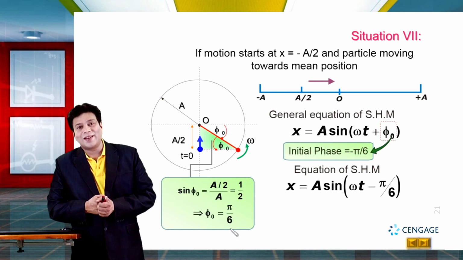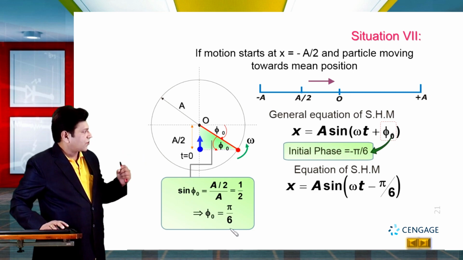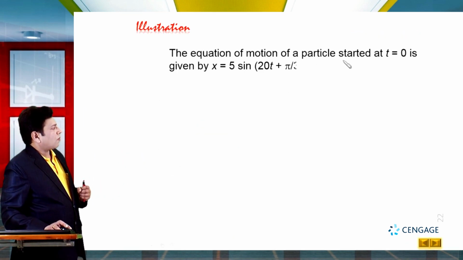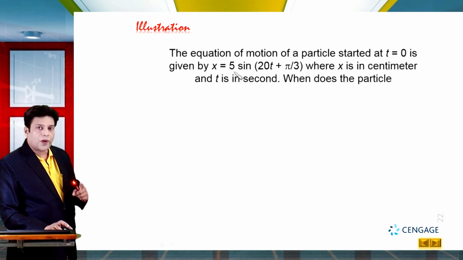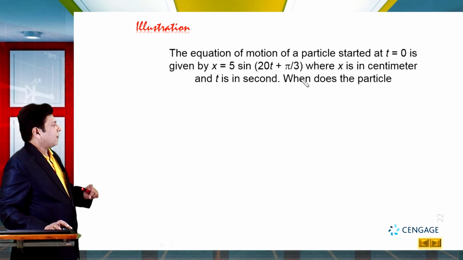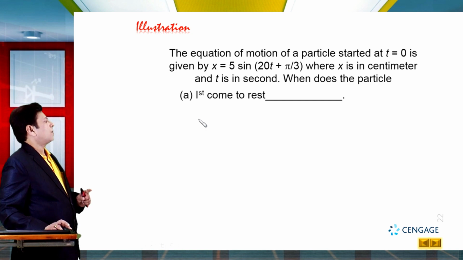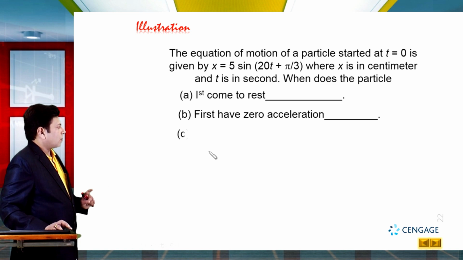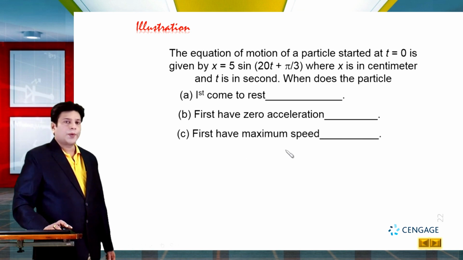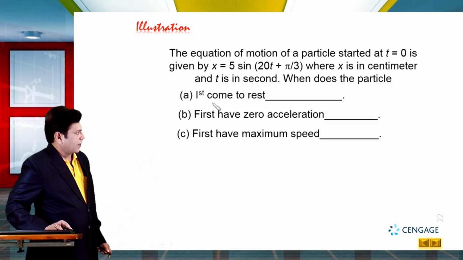Now it is time to learn concept application. For this purpose, now let us take one illustration. The equation of motion of a particle, started at t equal to 0, is given by x equal to 5 sin 20t plus pi by 3, where x is in centimeter and t is in second. When does the particle, A, first come to rest, B, first have zero acceleration, and C, first have the maximum speed? Okay. So let us analyze the first part of the question, that is, first come to rest.